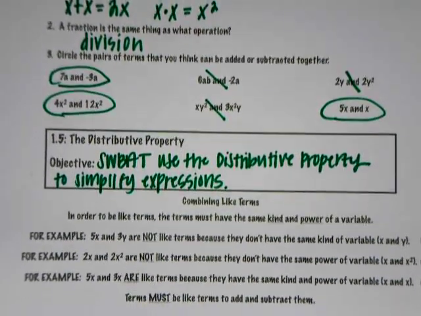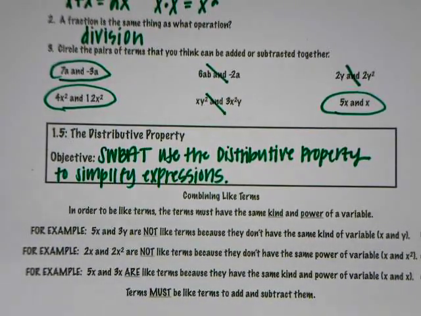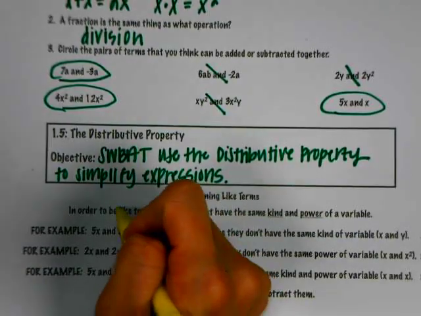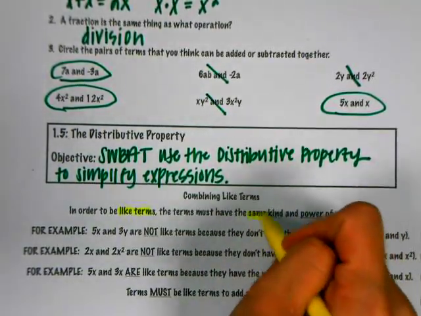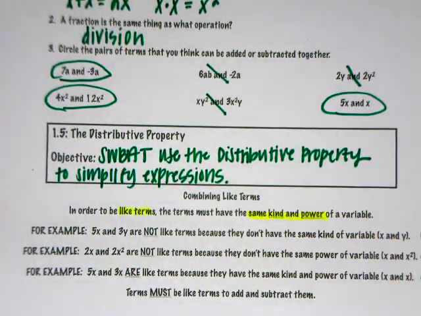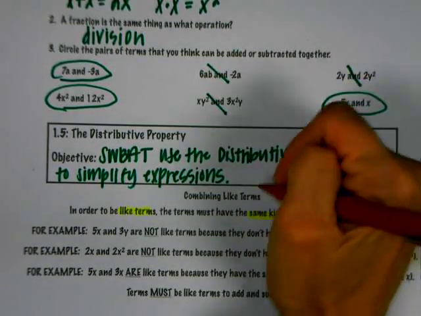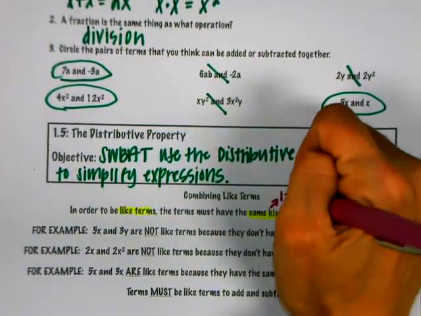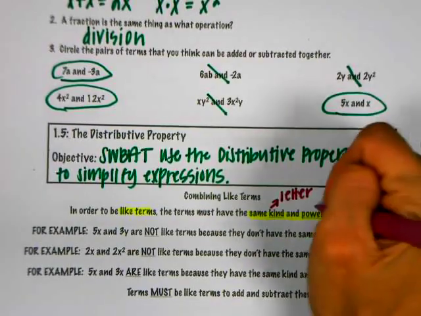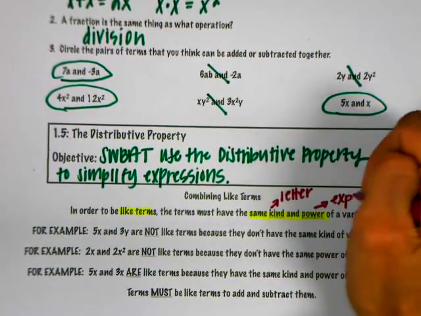So the rule for like terms, which we just talked about, they have to have the same kind and power. Okay, kind meaning the letter, power meaning the exponent. Okay, so I'm going to make a little note of that. So when we say the same kind, that's the letter. Power is the exponent.